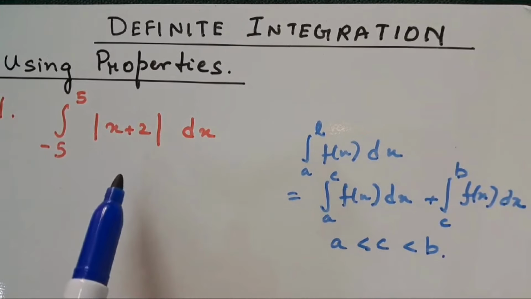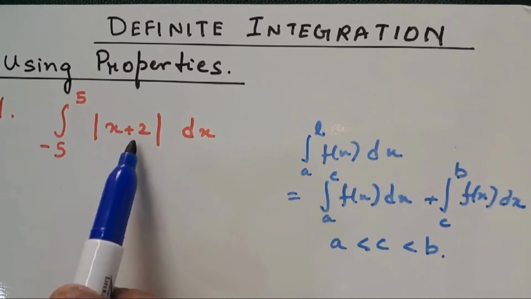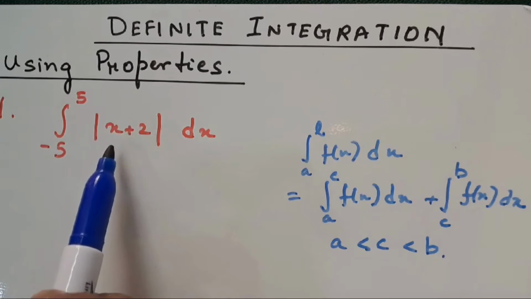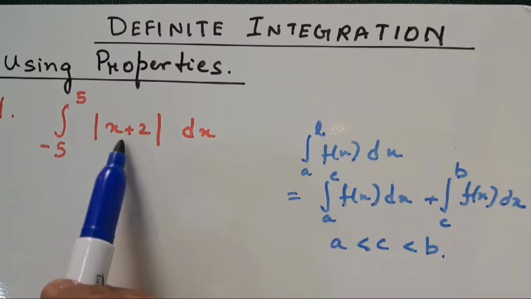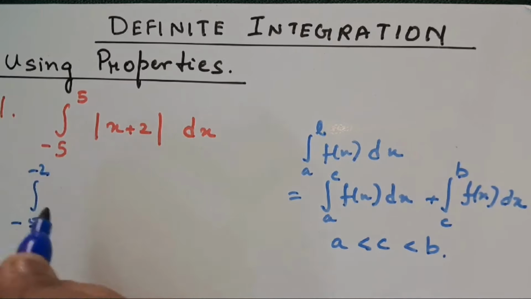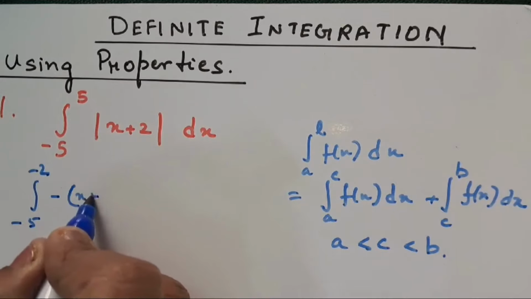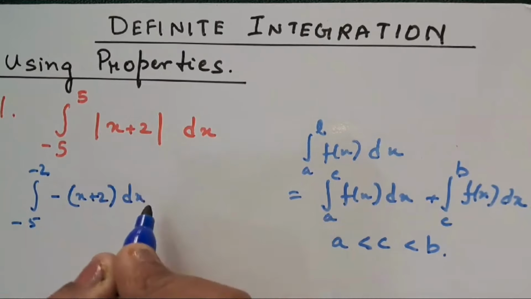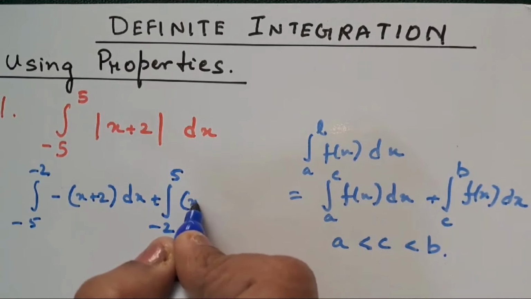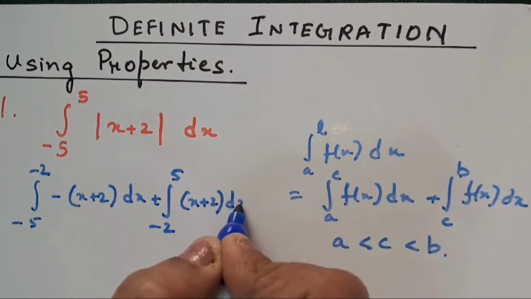So here you can see that we can break up this function at x is equal to -2, because when x is less than -2 then this is negative, and when x is greater than -2 then this is positive. So what we will write? We will write -5 to -2. Then we are taking the negative value of it, and when we are doing from -2 to 5 then we are taking the positive value of it.